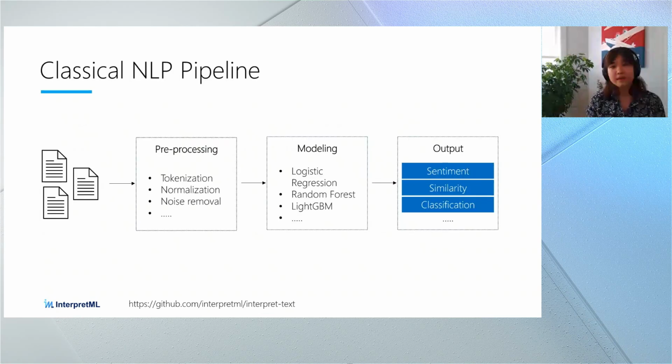So let's take a step back. Generally speaking, there's two broad classes of NLP approaches. There's classical ML technique and deep learning. In classical techniques, the first step is pre-processing. As you can see in the first box, it involves steps such as tokenization, normalization, noise removal. Then that processed data is fed into the model. We support models such as linear regression, LightGBM, or random forest. The output depends on the scenario you're modeling for. In our case, text classification.